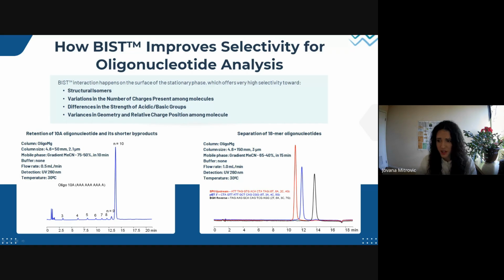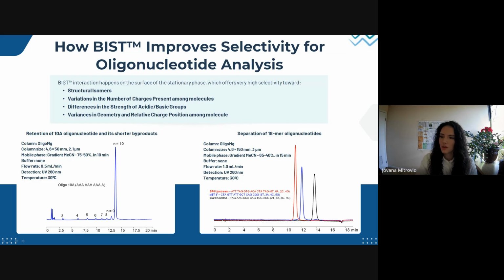Acid-base strength of functional groups. Some nucleobases are more basic than others. This influences how the phosphate backbone expresses its charge and therefore how strongly the oligo binds through the bridge. Structural isomerism. Oligos of the same length but different base arrangements, known as sequence isomers, can exhibit different retention due to spatial and electrostatic differences, which are captured effectively by the BIST mechanism.